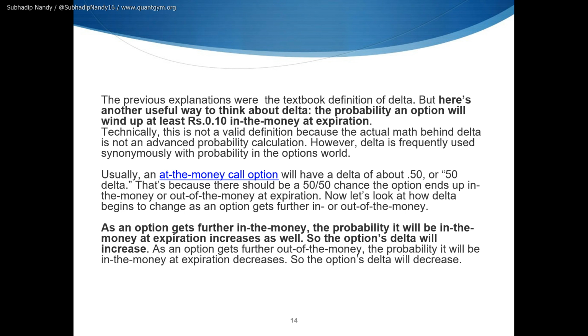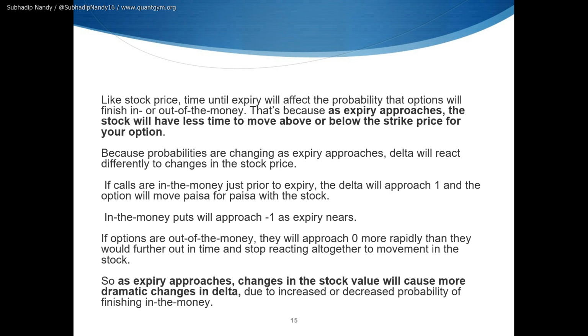Fine. Now let us look at how delta begins to change as an option gets further in or out of the money. As an option gets further in the money, the probability that it will be in the money at expiration increases as well. So the option's delta will increase. As an option gets farther out of the money, the probability that it will be in the money at expiration decreases. So the option's delta will decrease.